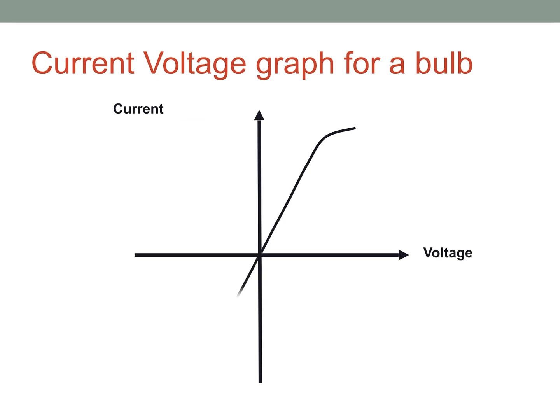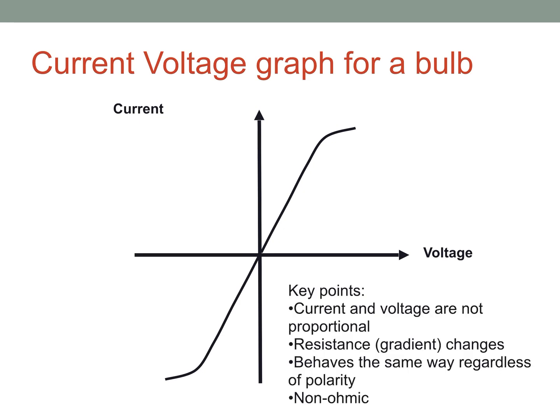Right, the next thing we're looking at is a current voltage graph for a bulb. Now I'm hoping that you get this S shape. Now there is obviously a reason for this, and it's all to do with temperature, which again we looked at last time, and its effect on resistance. Current and voltage are not proportional here. Yes, I know they kind of are in the middle, but overall they're not proportional. Resistance gradient, again it would be the inverse gradient, changes.